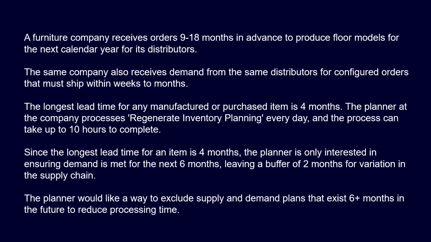The planner at the company regenerates inventory planning every day, and the process can take up to 10 hours to complete. Since the longest lead time for an item is 4 months, the planner is really only interested in ensuring demand is met for the next 6 months, leaving a buffer of 2 months for variation in the supply chain. The planner would like a way to exclude supply and demand plans that exist over 6 months in the future to reduce processing time.